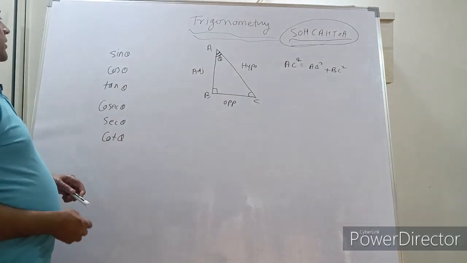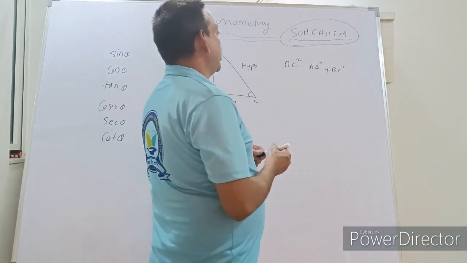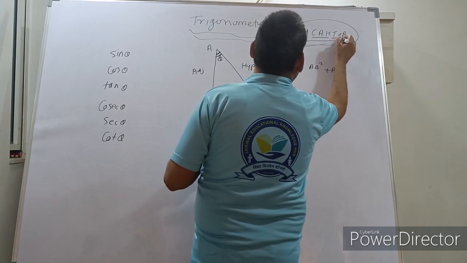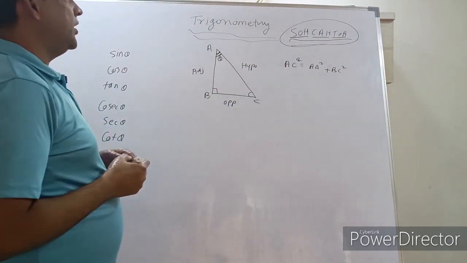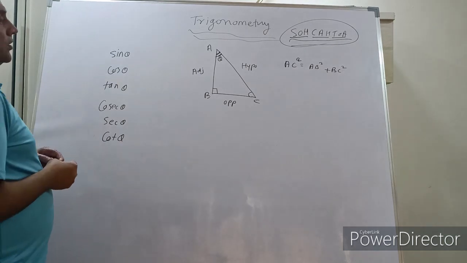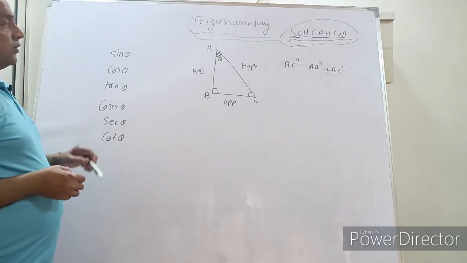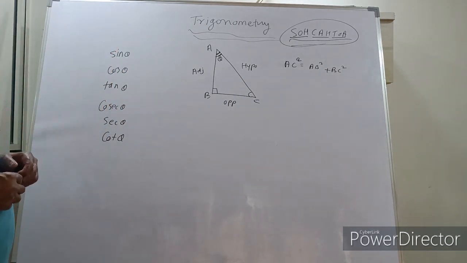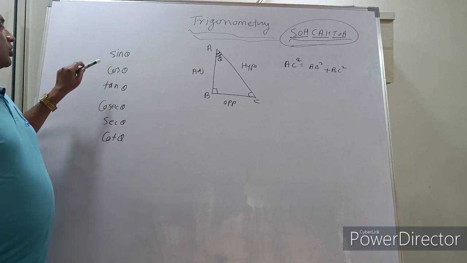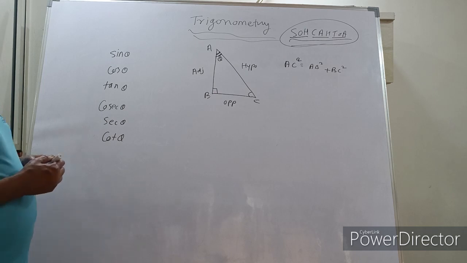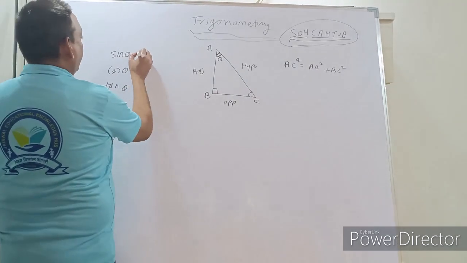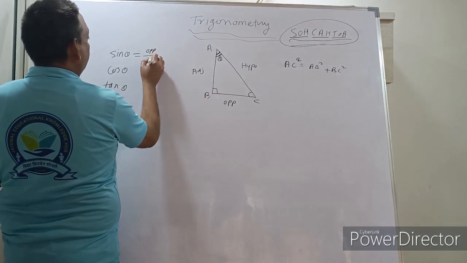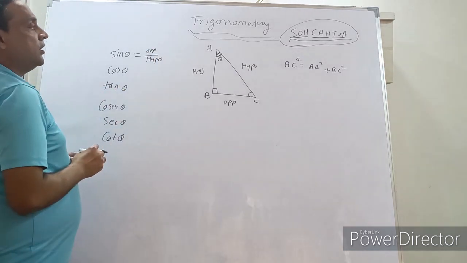If you see properly, you can write it in 3 parts. SOHCAHTOA. First one is SOH: S is sine, second one C is cos, third one T is tan. That means it will be something with sine, cos and tan. Sine is what? OH. Opposite over hypotenuse.